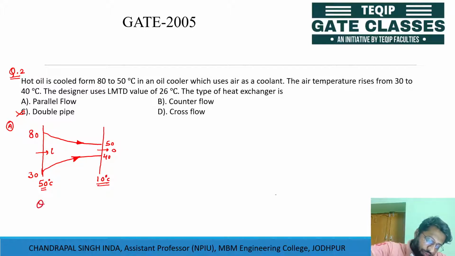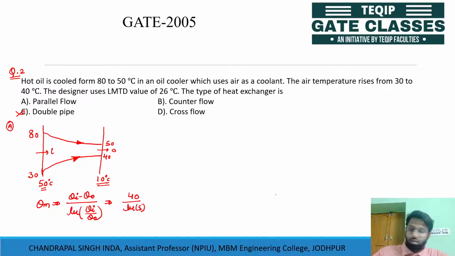Then the value of theta mean is equal to theta inlet minus theta outlet divided by ln of theta inlet by theta outlet, and we will have 40 divided by ln 5. So let's calculate the value: 40 divided by ln 5, and the value will be equal to 24.85 degrees centigrade.